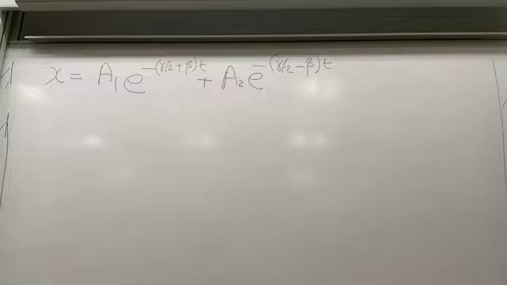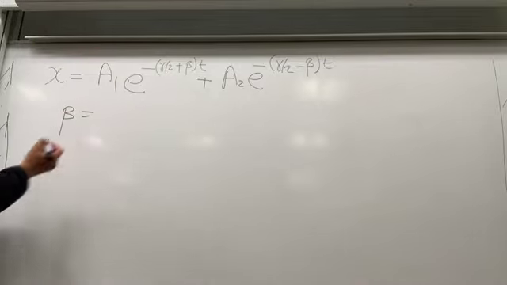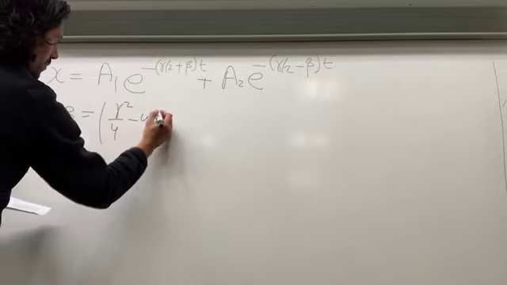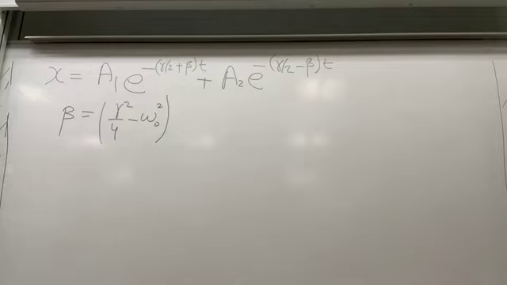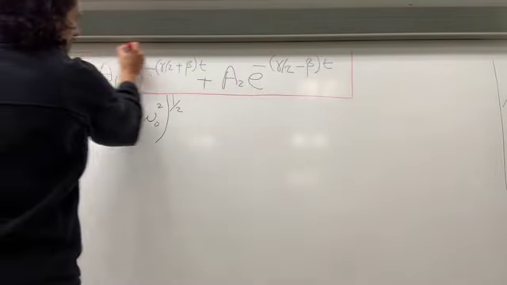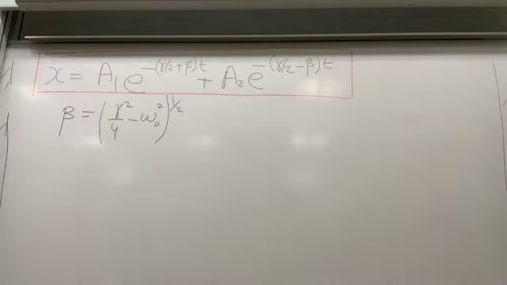It's just for completion right here that beta is the square root of gamma squared over 4 minus omega 0 squared, and this solution is for large damping. And the first thing that you notice, there is no cosine anymore. It's just the exponentially decaying function. There is no oscillation at all.